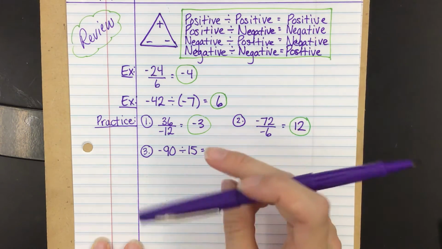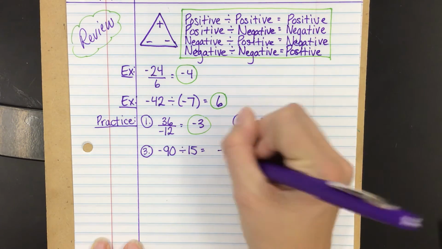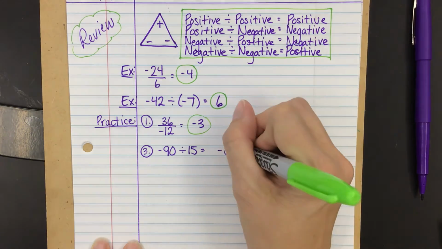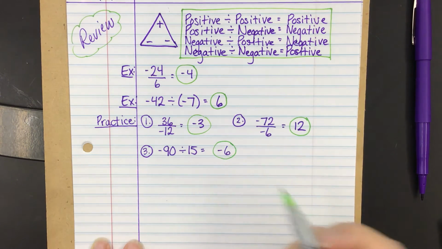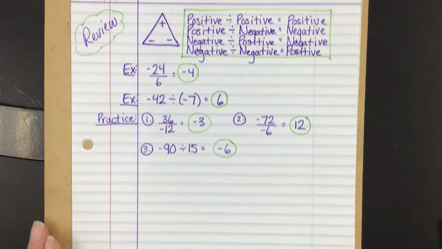And then number 3. Go ahead, Adam. Negative 6. Good, because a negative divided by a positive is a negative. And then 90 divided by 15 is 6. Okay? Let's step it up a notch.